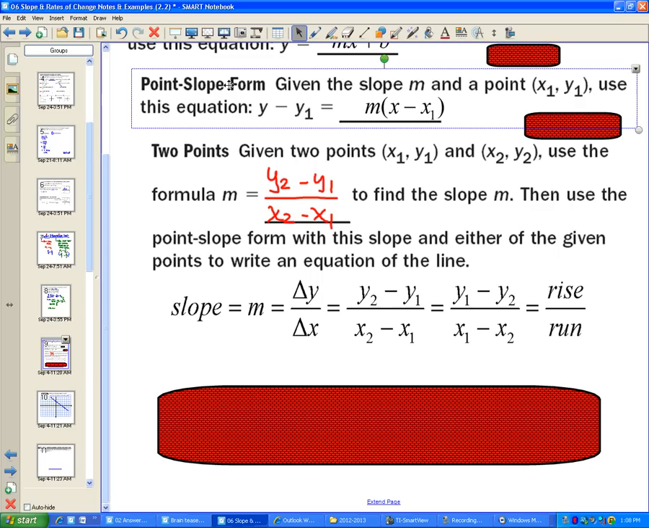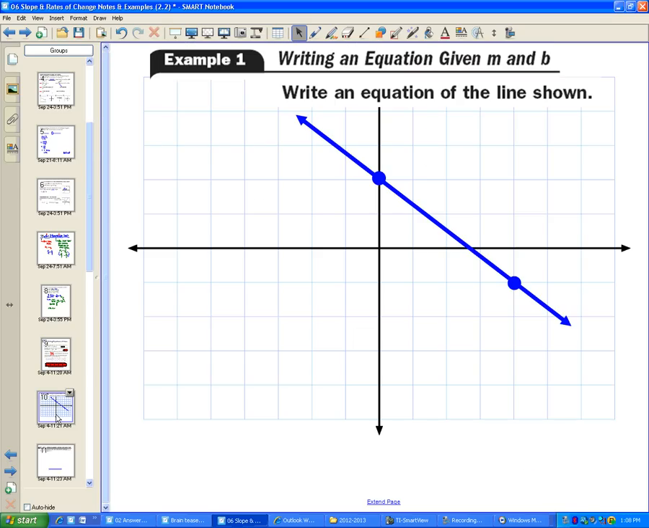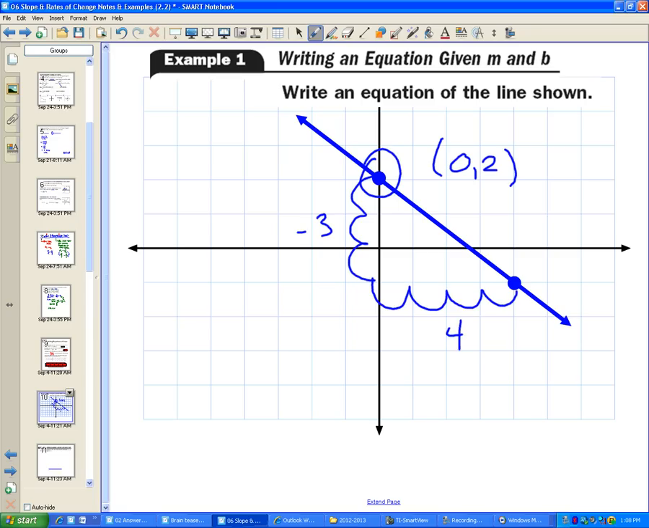So here's my first example. Write an equation of the line shown. Well, here's a nice picture. Look, my y-intercept is the coordinate 0, 2. My slope, I'm going to go down 1, 2, 3, and right 1, 2, 3, 4. Since I went down, it's negative, so I have a slope of negative 3/4. That's rise over run.